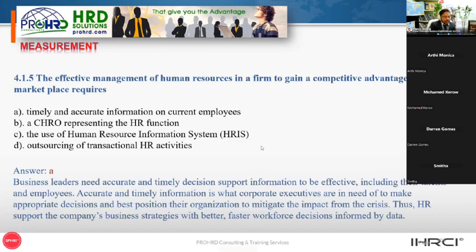Timely and accurate information on current employees. In the HRMS, what you have has to be reliable and it has to be more efficient, and that's the purpose of bringing in an HRMS. So business leaders need accurate and timely decision support information to be effective. The CEO and top management rely on your inputs, the people insights, which is very rich information. They need to take critical business decisions based on your input.